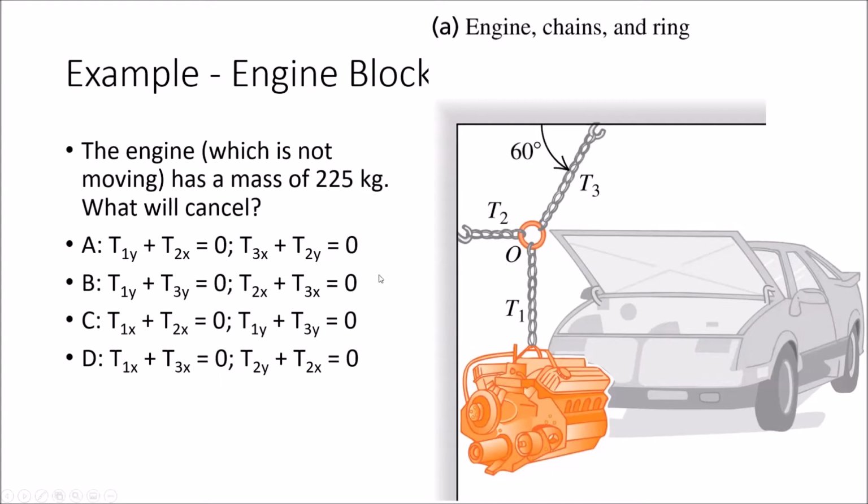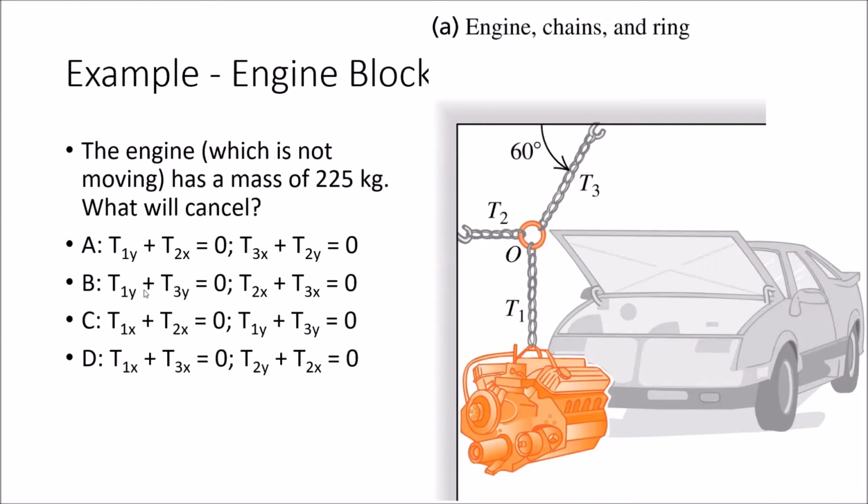I want you to take a moment and look at all these equations and determine which one you think will be the set of equations that will correctly cancel with each other, that will add to get 0 in this example. The correct answer for this is B, as in Bravo: T1y plus T3y should equal 0, and T2x plus T3x should equal 0.